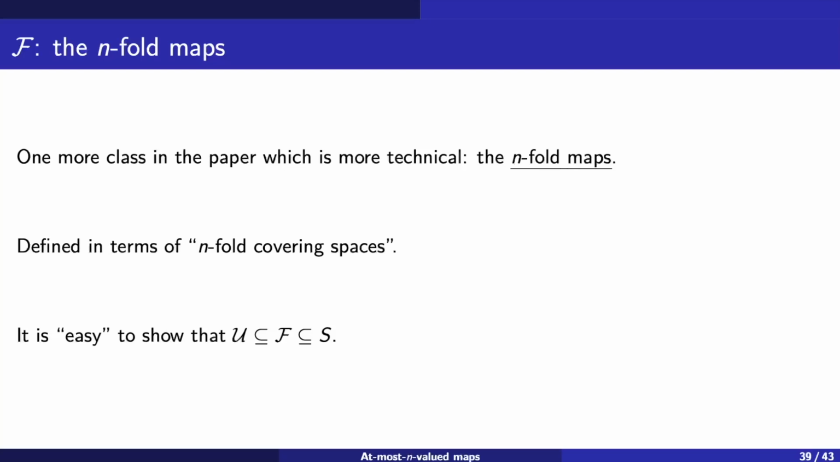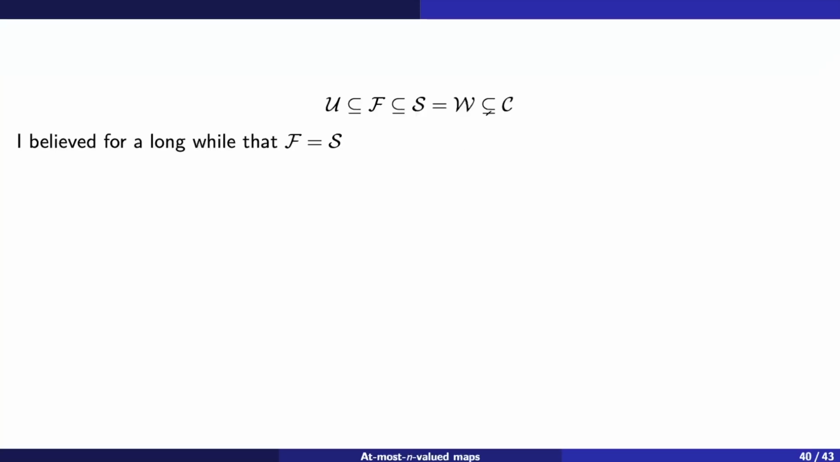And I more or less, from day one, thought that F and S were equal. When we started writing the paper, I wrote this in the paper as a theorem. And then in the proof, I wrote something like, "Robert should fill this in later." I thought this was going to be more or less routine to show, that F and S were the same. I believed for a long while they were equal. It turns out they're not.